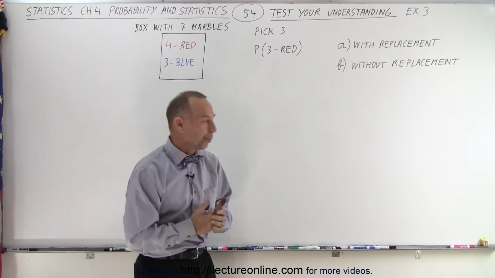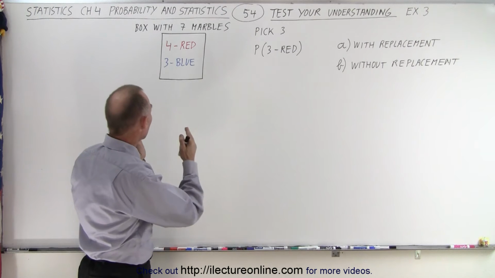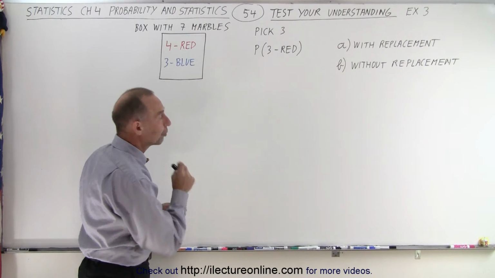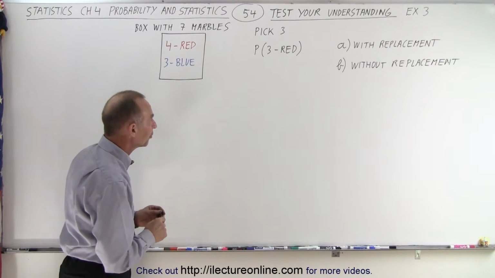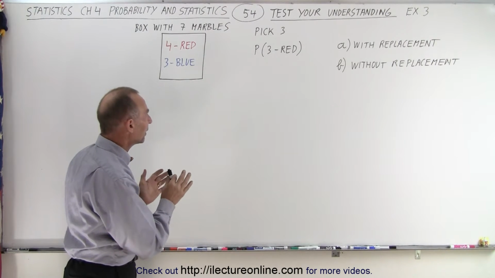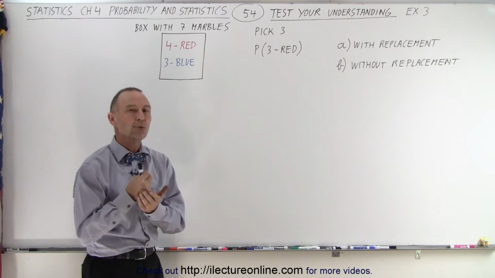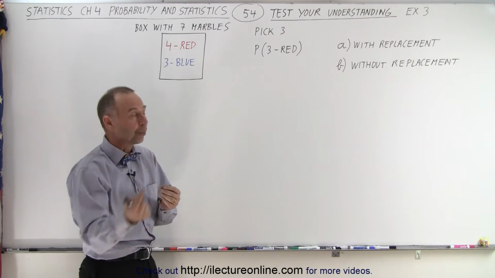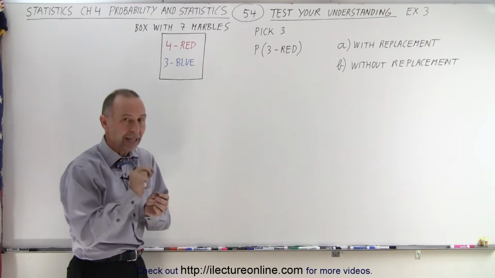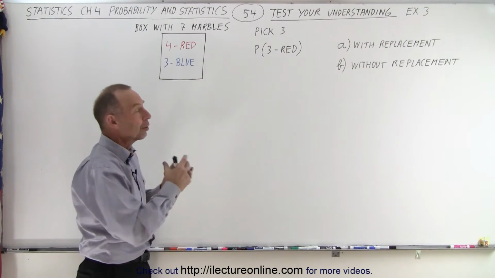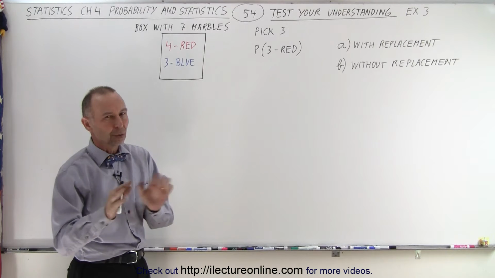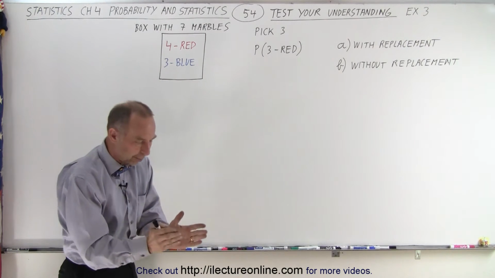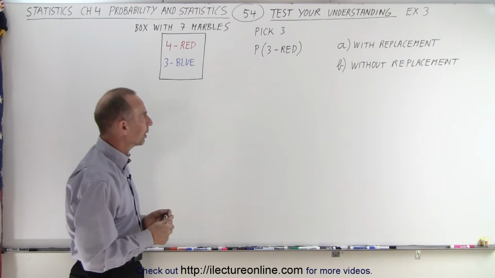Just to make sure we still remember how to do a typical type of probability problem, let's see if we know what to do with this one. We have a box that contains 7 marbles, 4 are red and 3 are blue. We're supposed to pick 3 of the marbles and we need to figure out the probability that we'll have 3 red marbles. First, given that we replace them, in other words, we always put the marble back and we just keep tally. Second, without replacing them. Once a marble is gone, we cannot replace it with another marble, so the number of marbles will decline as we keep pulling out marbles.